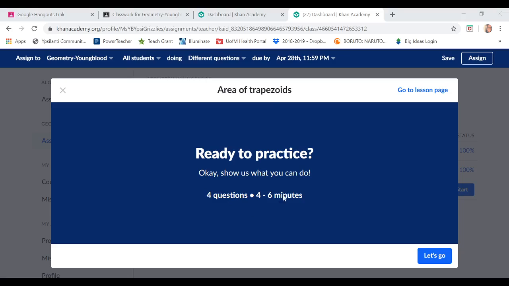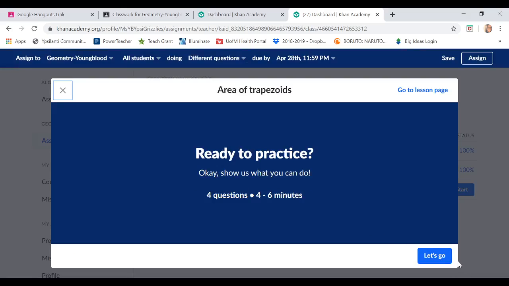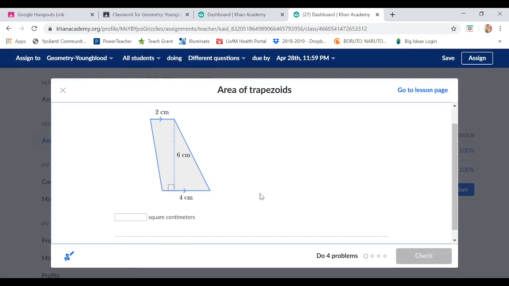All right, so now we're going through our last set. So our last set is area of trapezoids. So, clicked out of it. So Miss Youngblood. So let's go, just 4 problems.